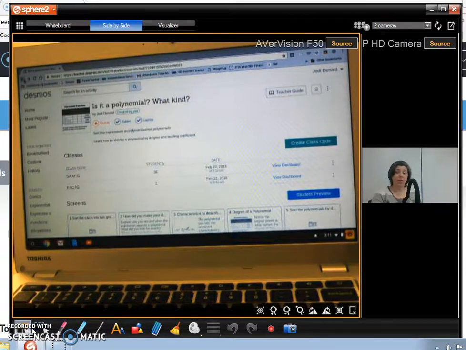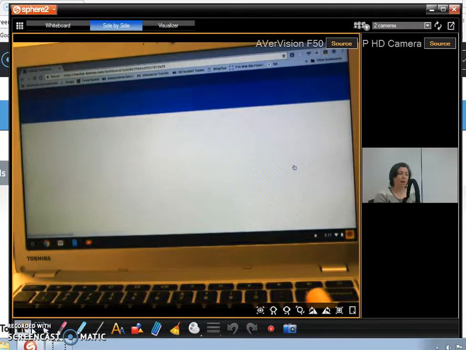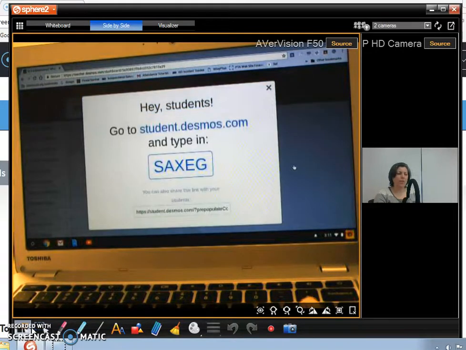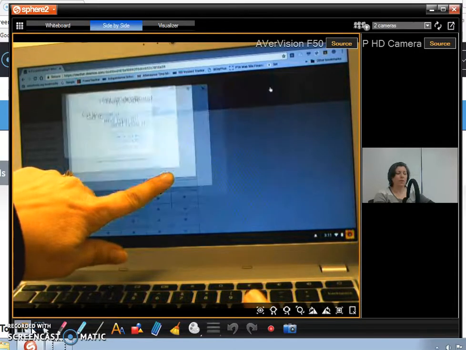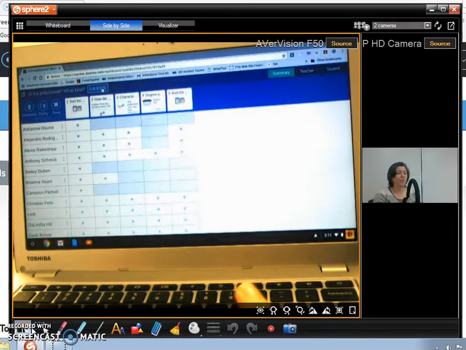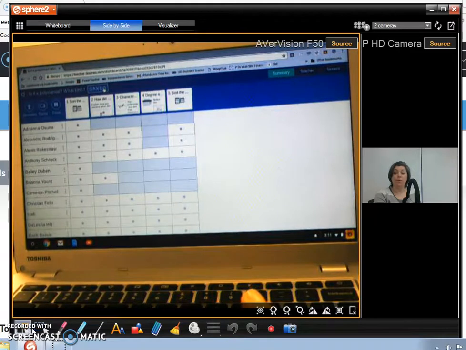The first thing you want to do is click on View the Dashboard. And when you do, up pops the class code, and you can just close that window. But notice that this code is also right up here so that you can always refer back to it for your students if they need.